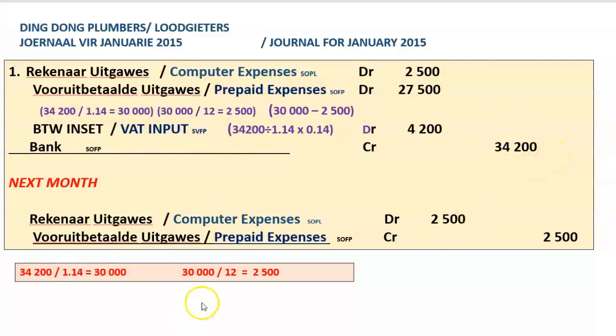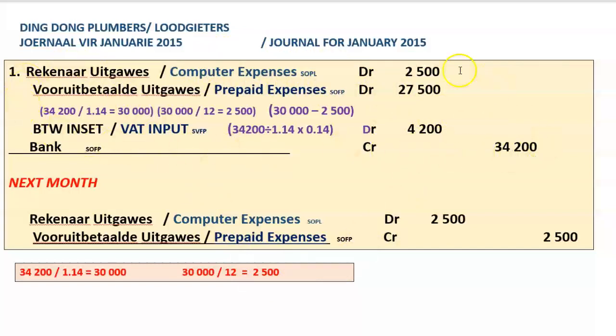At the end of the month, we are going to say, but how much of that computer expenses must be recognized in the month of January? So we will take the VAT exclusive amount, 30,000, divided by 12, and that gives us 2,500 Rand. So that's the only amount that we want to end up in the expenses up to the end of January. Then we would have debited prepaid expenses 27,500 and credited computer expenses with 27,500, being 11 months times 2,500.